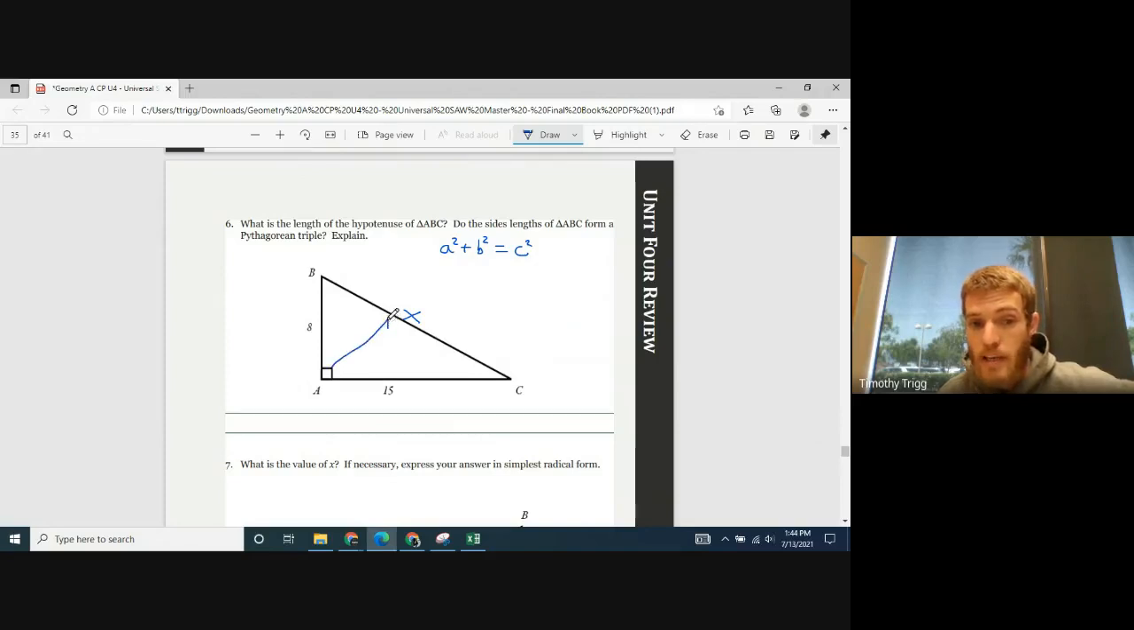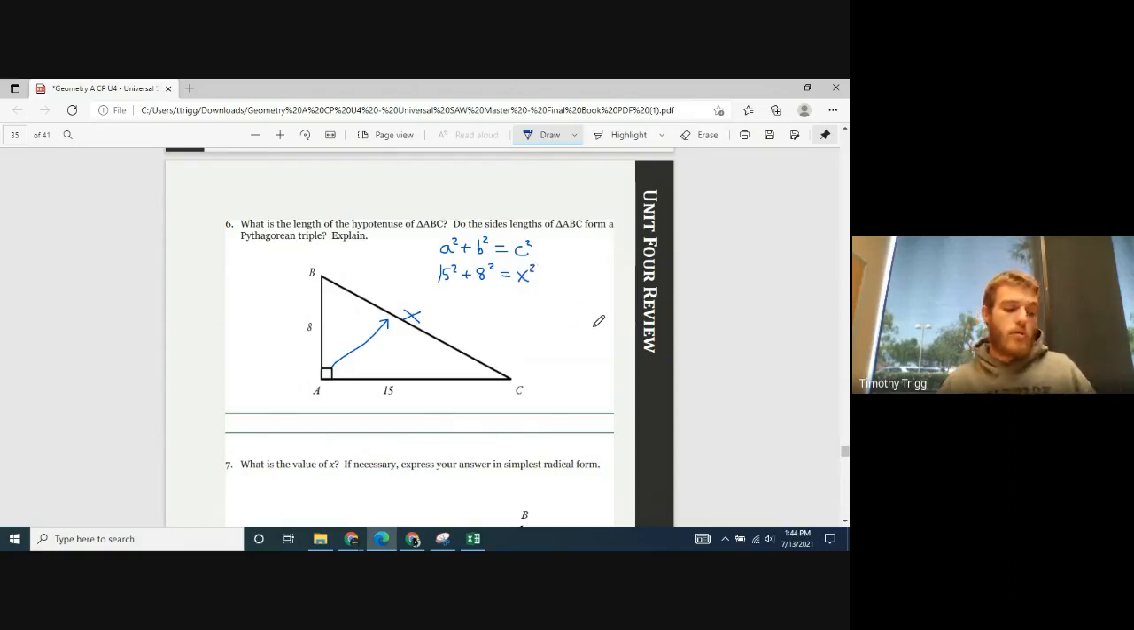In other words, the 90 kind of points to the hypotenuse. That's one way to think of it. So the other two sides are called the legs, and these are always your A and B. The legs are your A and B. So in this case, we have 15 squared plus 8 squared equals, and we don't know the length of the hypotenuse.